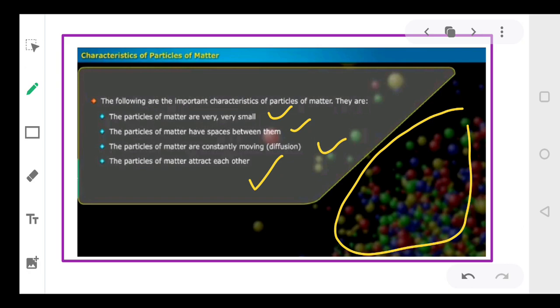So basically we have 4 properties. First, the particles of matter are very, very small. Second, the particles of matter have space between them. Third, the particles of matter are continuously moving. Fourth, the particles of matter attract each other. Right? So these are very, very important. You must learn these properties.